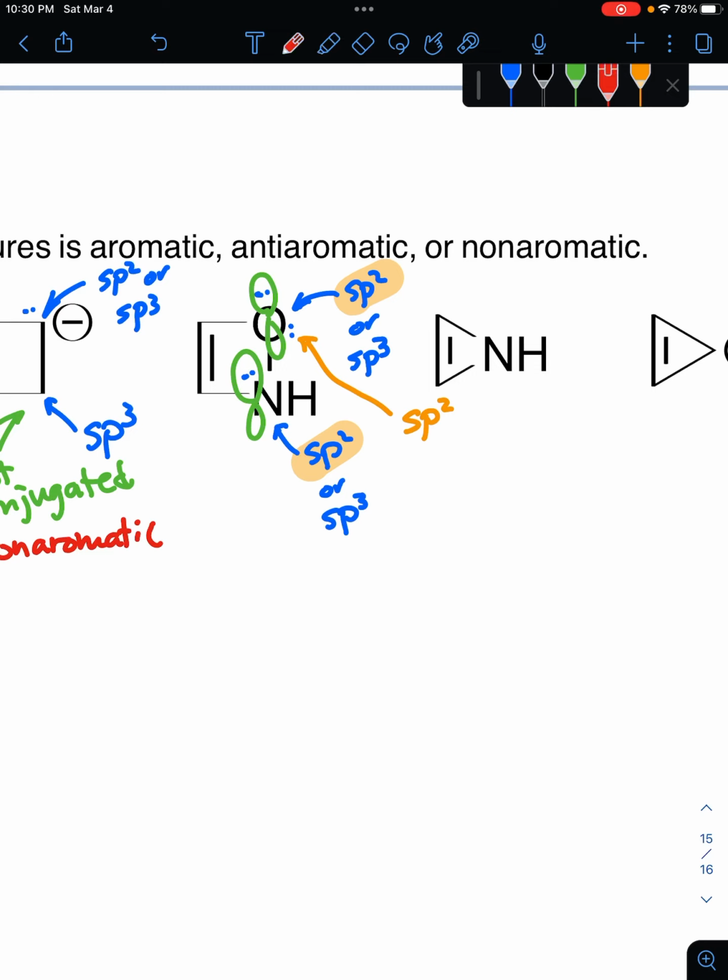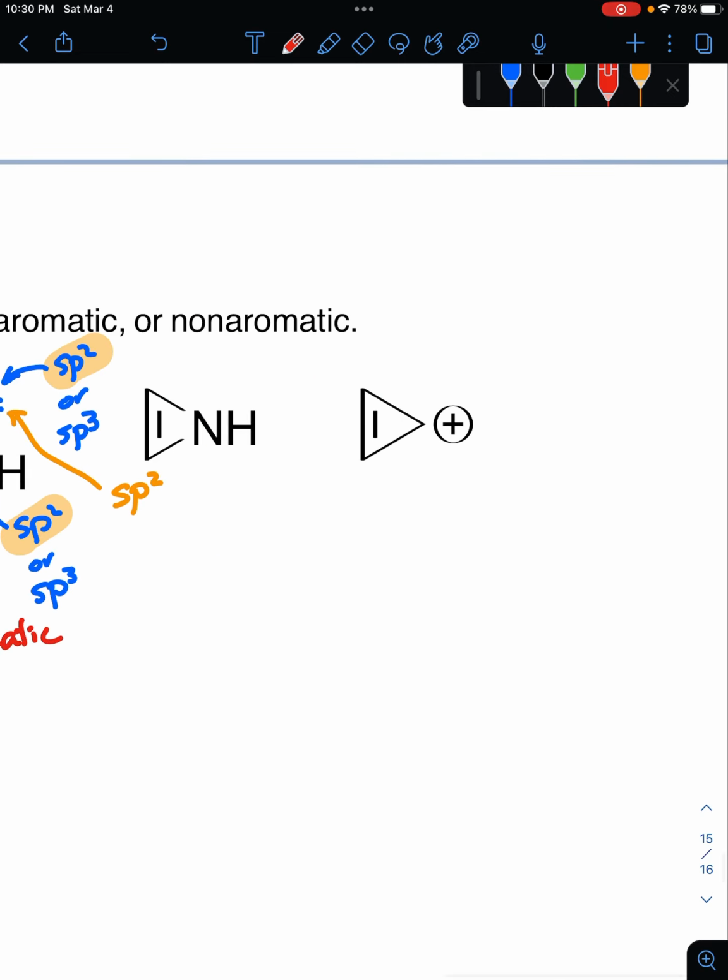that this 4-membered ring is all conjugated, and there's 6 pi electrons. So therefore, this will be, even though maybe it doesn't look like it, aromatic. All right. What about this next structure?